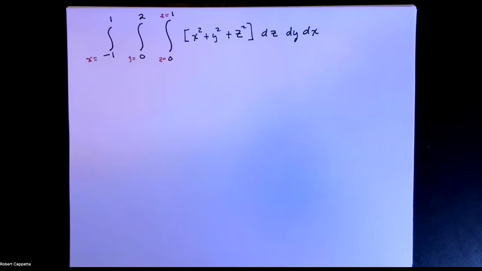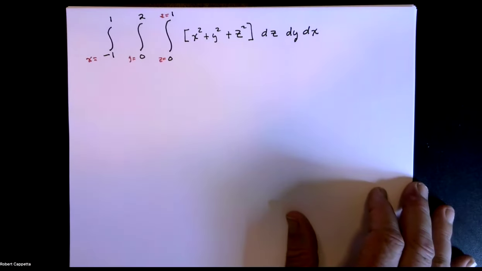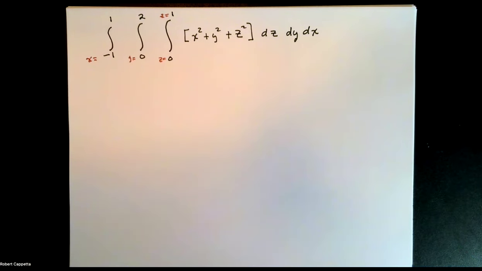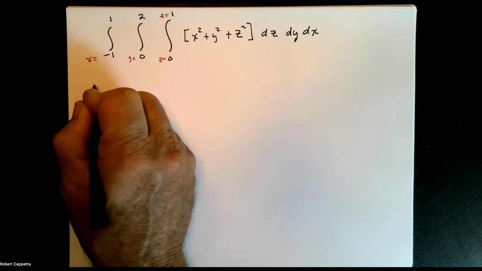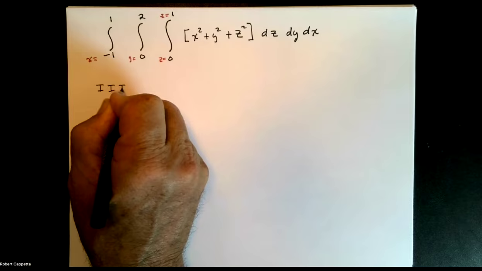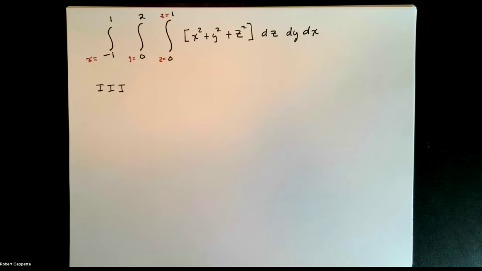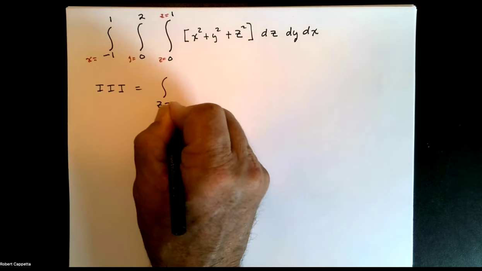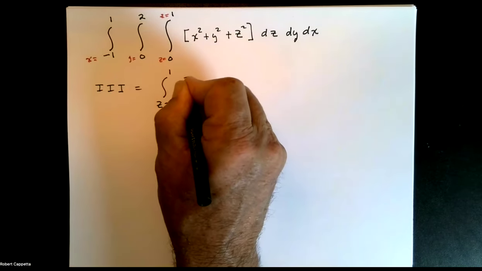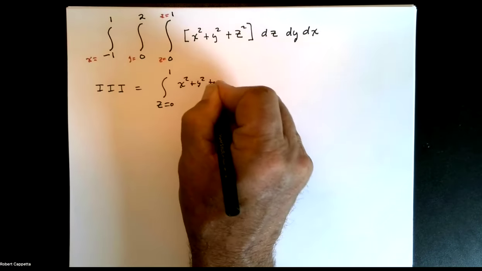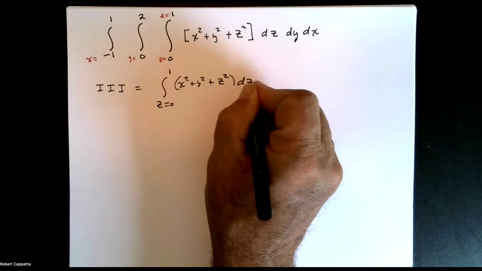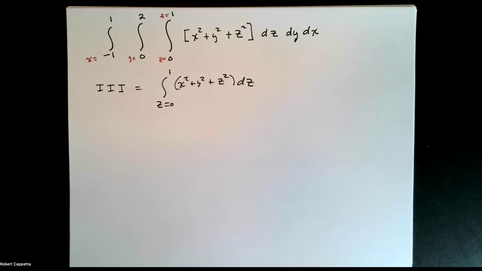So the good news is it's really no more difficult to do a triple integral of this form than it was to do a double integral. It just requires one extra step. So we start with the innermost inner integral, which is this one, the integral as z goes from 0 to 1 of x squared plus y squared plus z squared dz. That is my innermost inner integral.